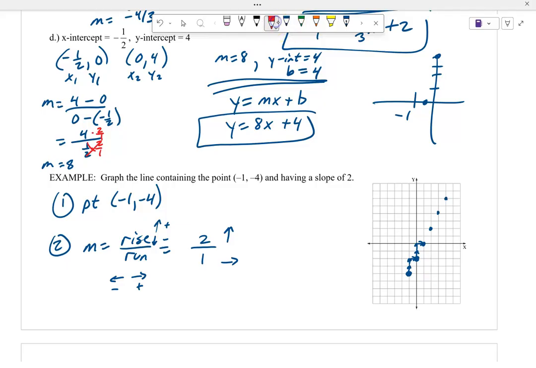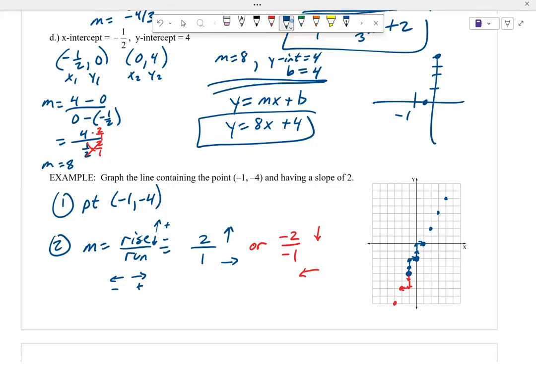Well, you should also note positive 2 over positive 1. Isn't that still the same as a negative over a negative? Isn't a negative over a negative positive, right? So I actually could go down 2 and left 1 from the point. Let's do that. Let's make sure it's still on the line. Down 2, left 1, and I put a dot. Still on the line. Down 2, left 1.